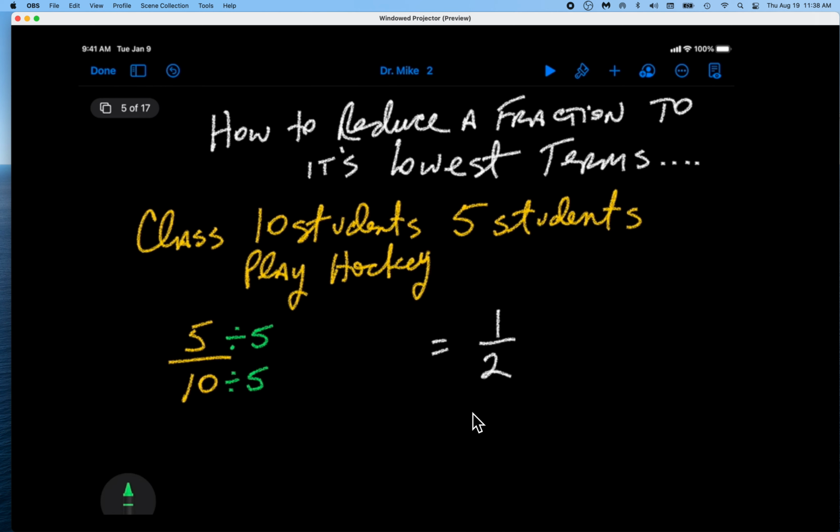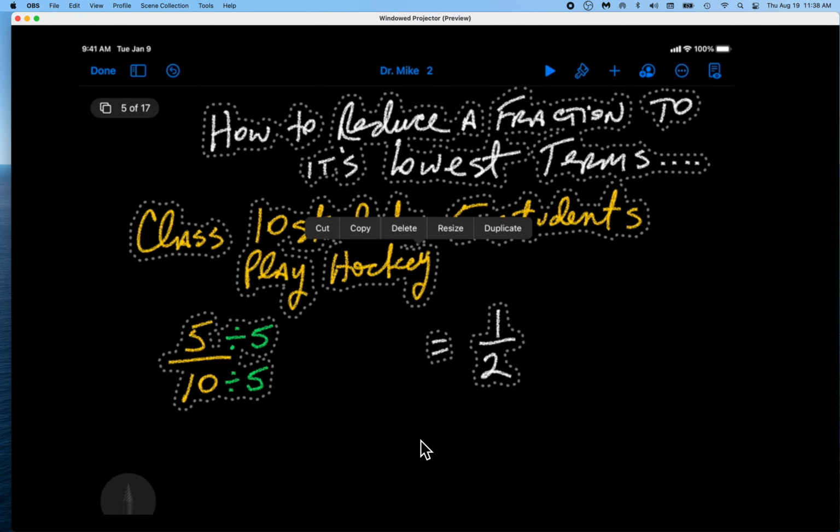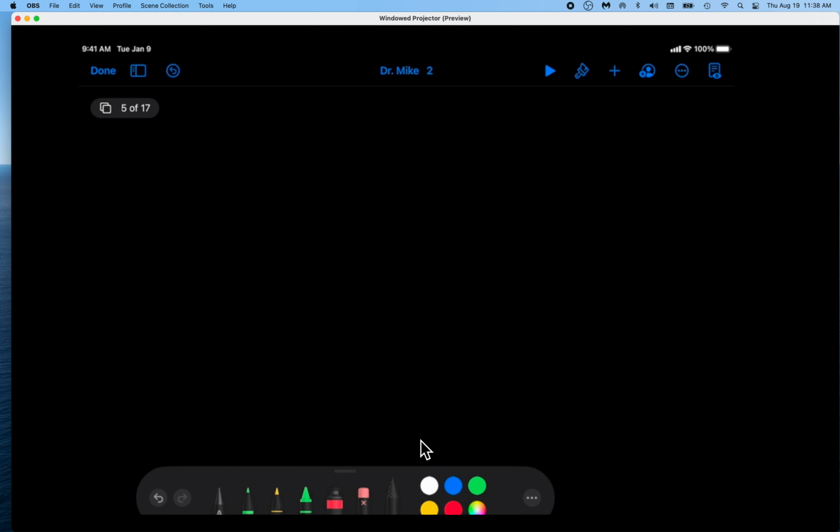Now, the question is, can we go any lower than 1 over 2? And the answer is no. This is as low as we can go. So the whole key to this video is to find this green number. Find a number, and it has to be the same number that you use on the numerator and the denominator, to get you to a smaller whole number. As we move through the video, that's what we're going to do. We're going to identify the green number.